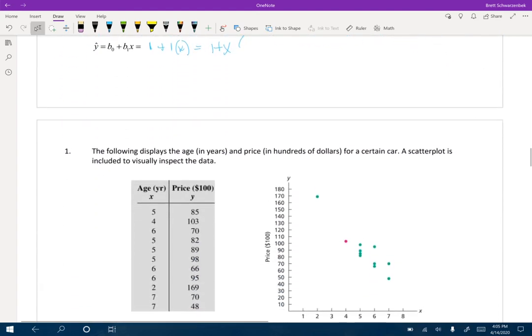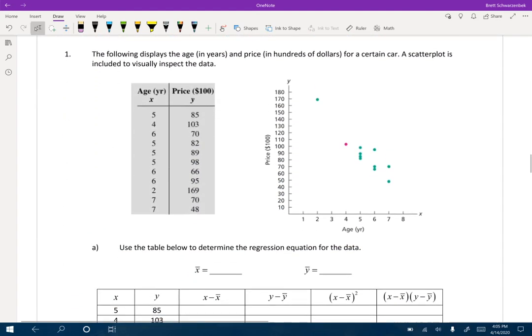So ideally, we probably want to run through another problem and do the whole thing out. Number 1 says the following displays the age in years and the price in hundreds of dollars for a certain car. If you look at the data right here, we have, let's say, a 5-year-old car, which is going to be $8,500. We have a 4-year-old car, which is going to be $10,300. So just to give you an idea of what the data looks like.